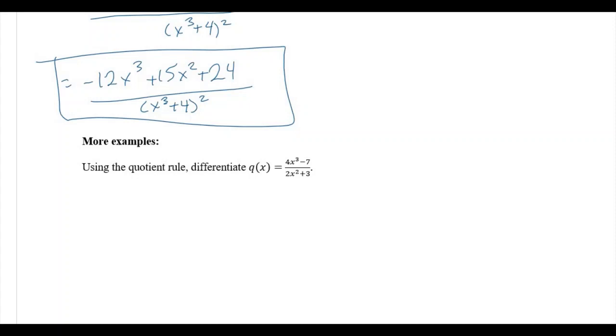Let's try this again with a different function. So in this case, we have q of x, which is 4x cubed minus 7 over 2x squared plus 3. So first step, let's summarize our functions. So f of x and g of x. f of x is up top, which is 4x cubed minus 7. g of x is equal to 2x squared plus 3.